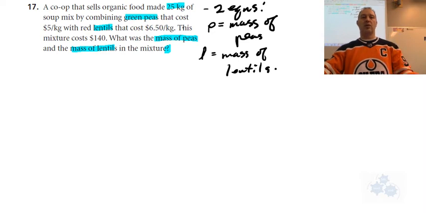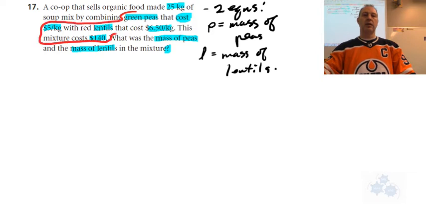Now the third part is, what's the second equation? Well, there's a cost involved. $5 per kilogram of peas, $6.50 per kilogram of lentils. Peas are $5, lentils are $6.50. The total is $140. So we have a money equation right here. Okay, this is the money equation. And this right here, 25 kilograms of soup mix. That's the other one.